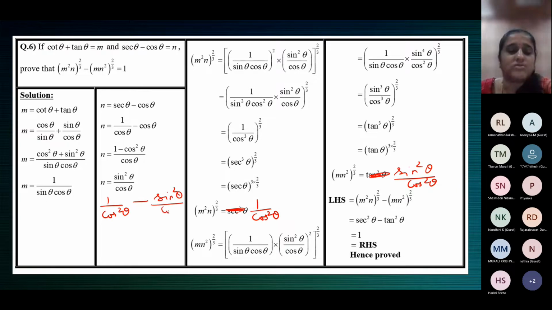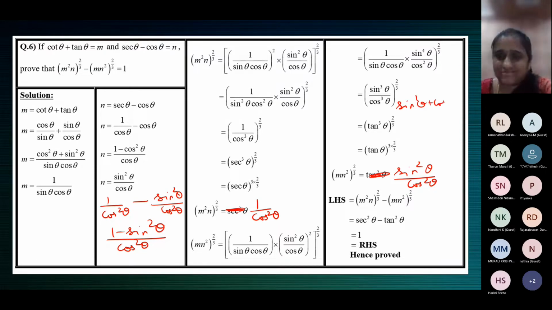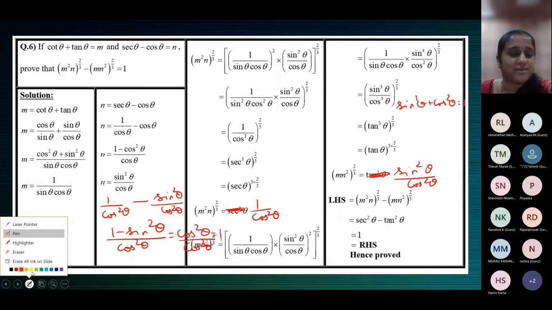Then what's the common denominator? Cos square theta. Okay, then what do you have in the numerator? 1 minus sin square theta. What is the identity? We know that sin square theta plus cos square theta is equal to 1. Yes, ma'am. So what is 1 minus sin square theta? Cos square theta. Very good. Cos square theta divided by cos square theta, which is 1. All right? Yes, okay, ma'am. Thank you.